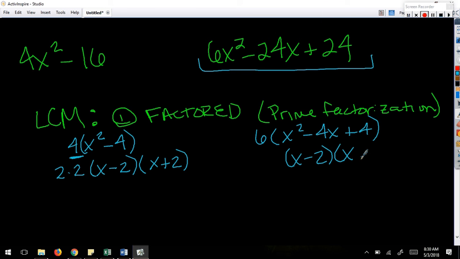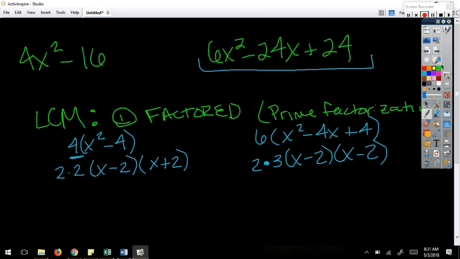How about the 6 out front? Do I need to do anything with it? Yes. How? 2 and 3. Are we okay so far? Did you write that as x minus 2 squared? This is 2 times 3 times x minus 2, x minus 2. Right now, leave it written out like this so you can see. I want you to actually see how we form the LCD. All right, so now to find the LCD, what I want to do.